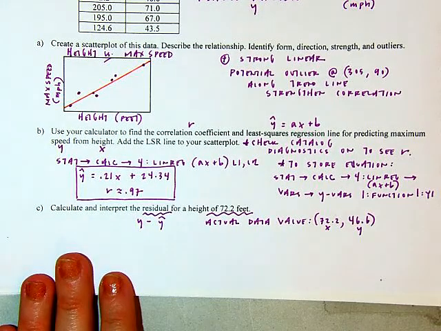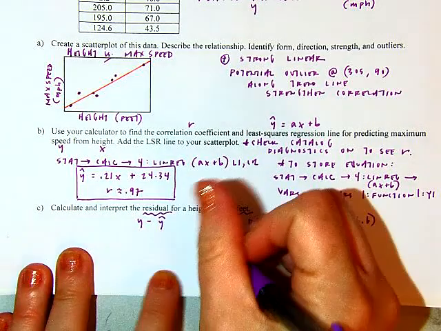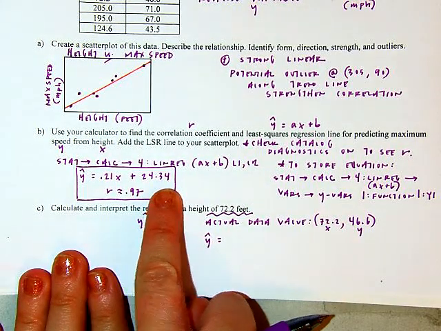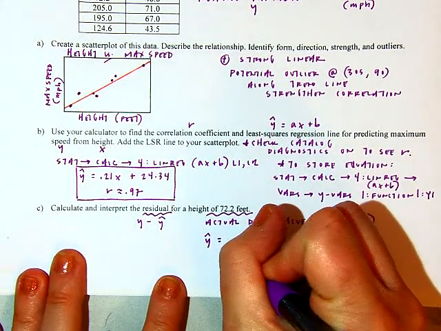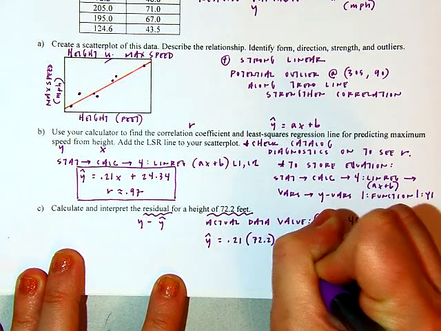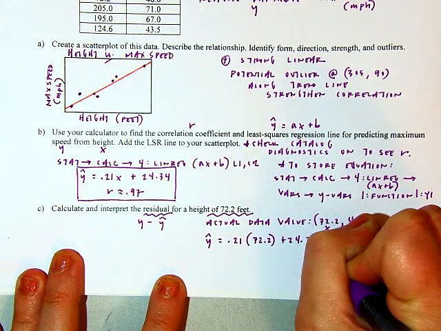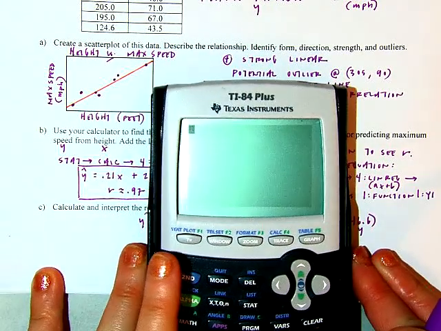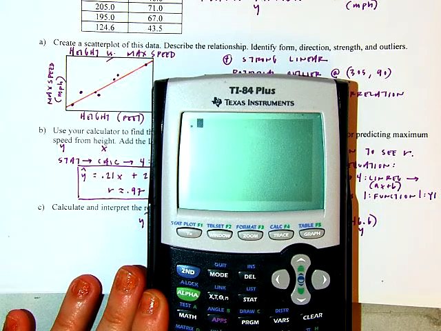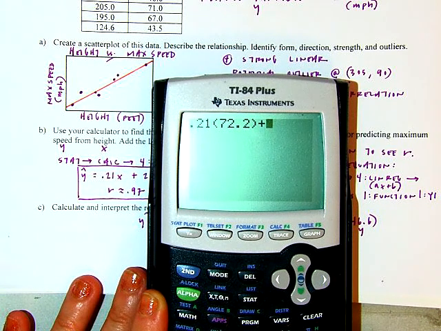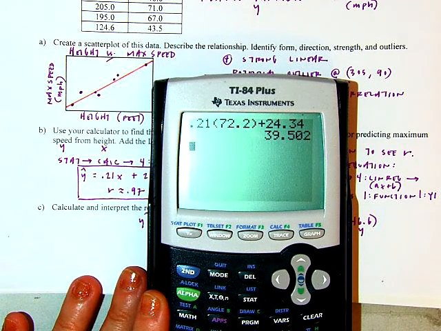Okay, I want to figure out, well, what does my model predict? So I need to go back to my equation. Okay, right here, I'm going to plug in an X value of 72.2. So 0.21 times 72.2 plus 24.34. All right, so let's see. So 0.21 times 72.2, and then plus 24.34. All right, there we go. Enter, and we get 39.5 about.